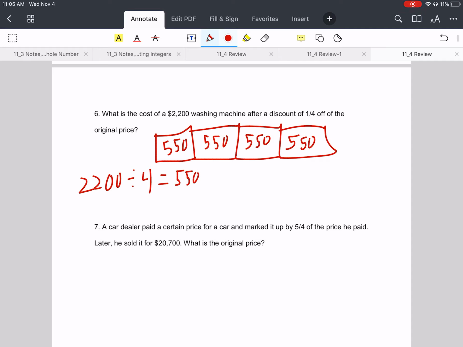And each of these squares represents 1/4 of the price. So after we take a discount of 1/4 off, we're left with 3 boxes times 550, which is $1,650.